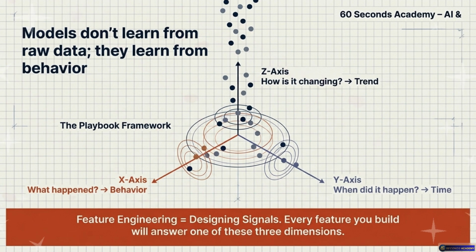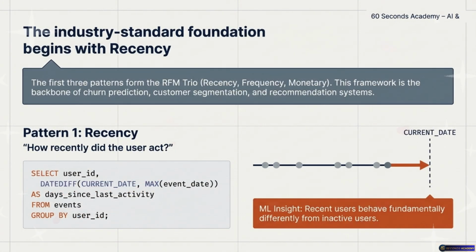So before we get into the advanced transformations, the playbook lays out the industry-standard baseline for ML features. They call it the RFM trio, which covers the first 3 patterns in our 10-pattern list. Yeah, the RFM trio. It stands for recency, frequency, and monetary value. If you are building a churn prediction model or trying to segment your customer base, or even writing the foundation of a recommendation system, this is always where you start. It's the absolute bedrock of behavioral modeling.